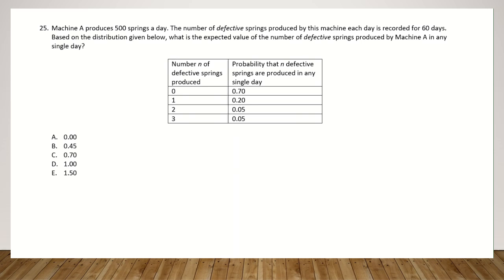All right. Machine A produces 500 springs a day. The number of defective springs produced by this machine each day is recorded for 60 days. Based on the distribution given below, what is the expected value of the number of defective springs produced by machine A in any single day?